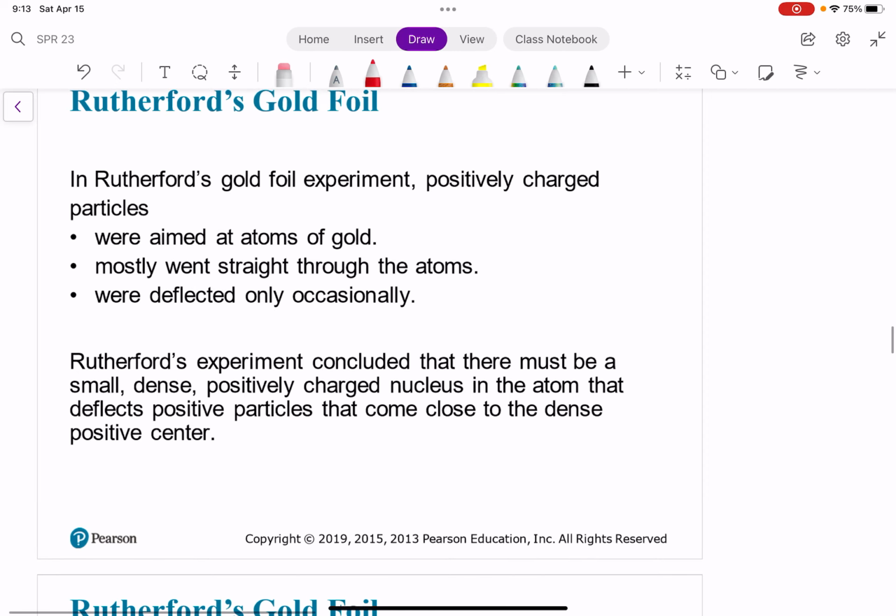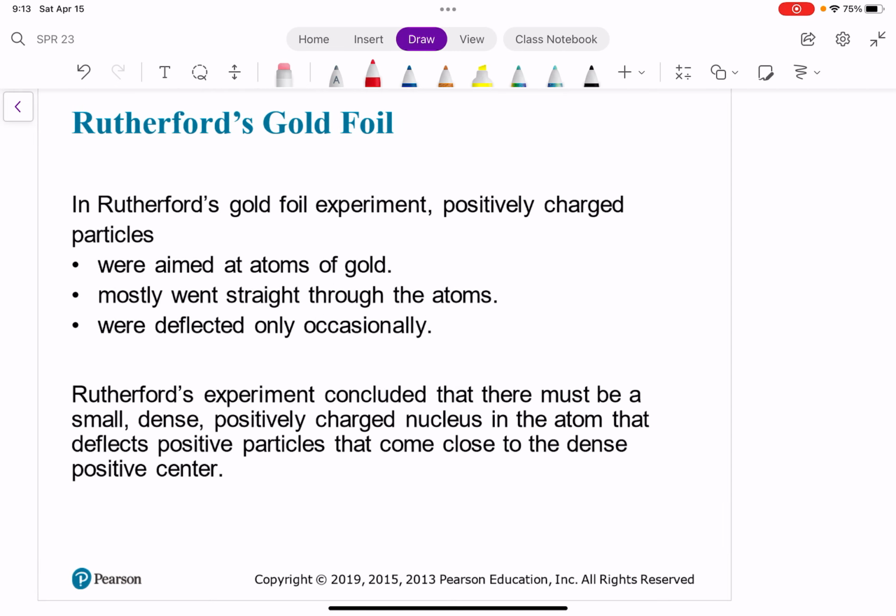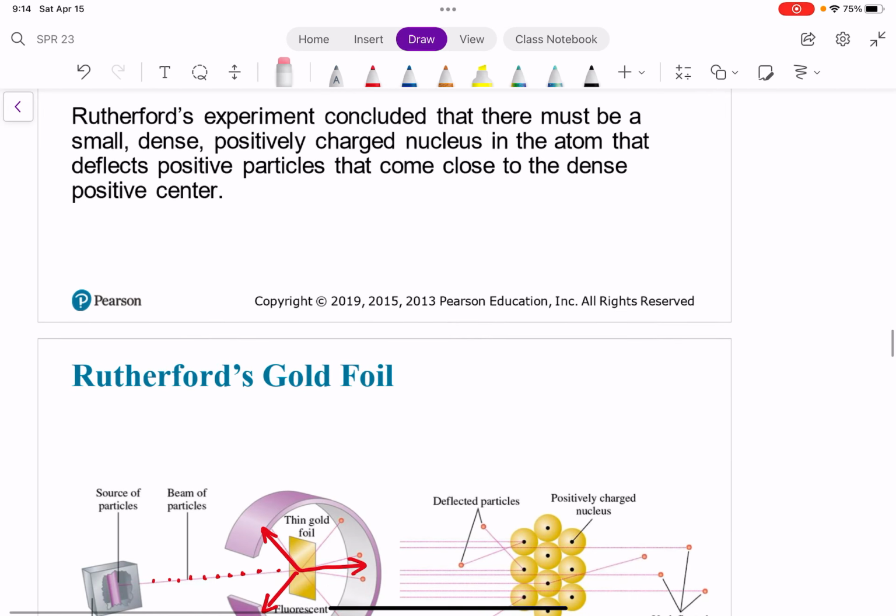Oh, yes. The big conclusion was that there must be a small, dense, positively charged nucleus in the atom that's deflecting these positive particles. Because remember, like repels like, right? Like particles are repelling each other. So if these positive particles are getting deflected off of this gold foil, he came to the conclusion that there must be some kind of positively charged nucleus that is causing that to happen when those particles come close to that center.